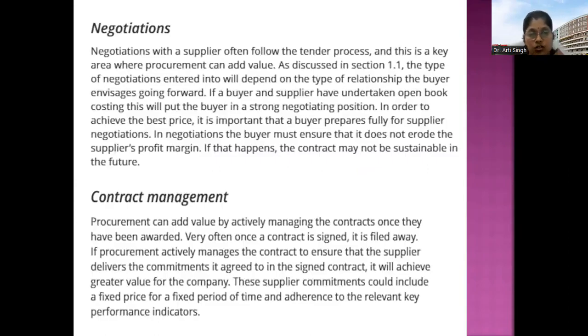Negotiations, contract management. Negotiations with the supplier often follow the tender process. Contract management is where procurement can add value by actively managing the contracts once they have been awarded. That's why contract management is much more important after the negotiations process.